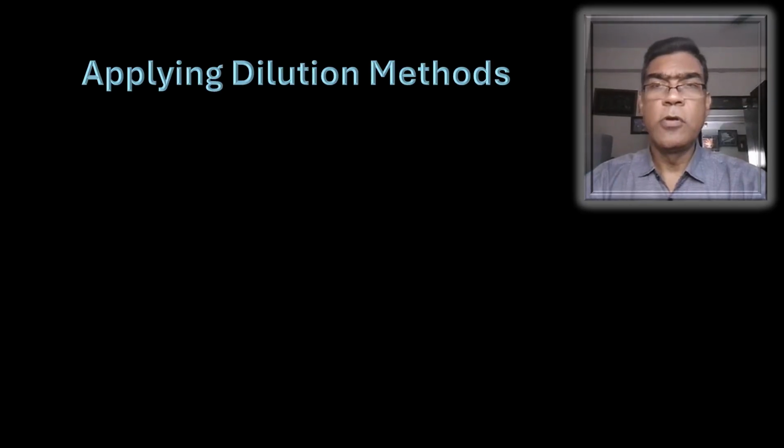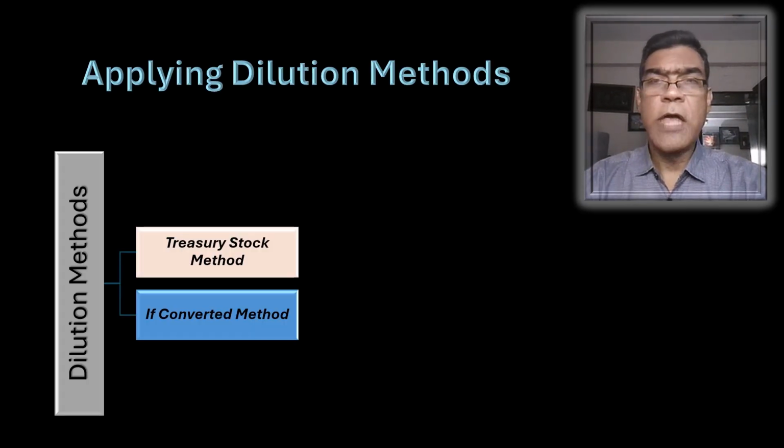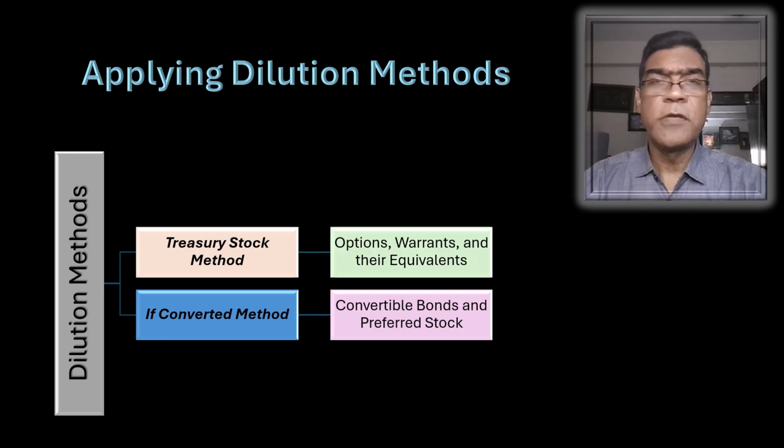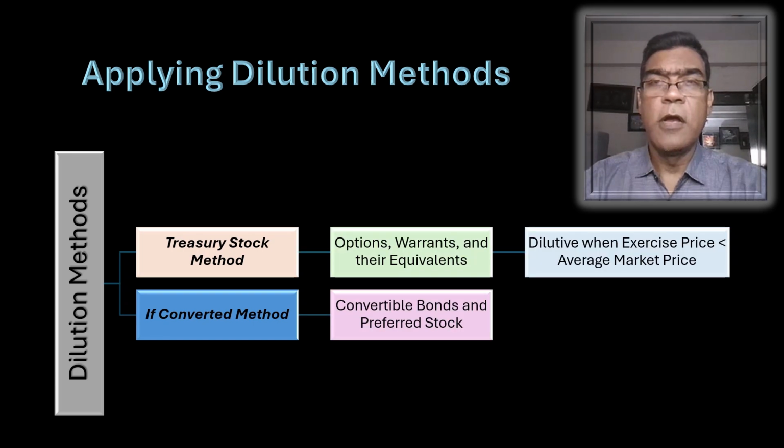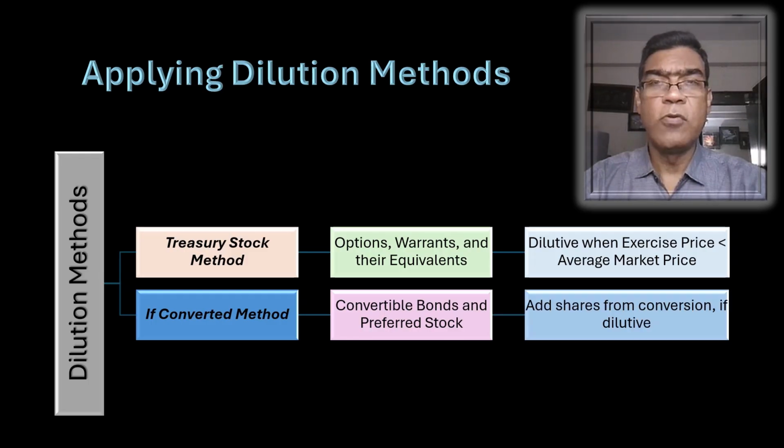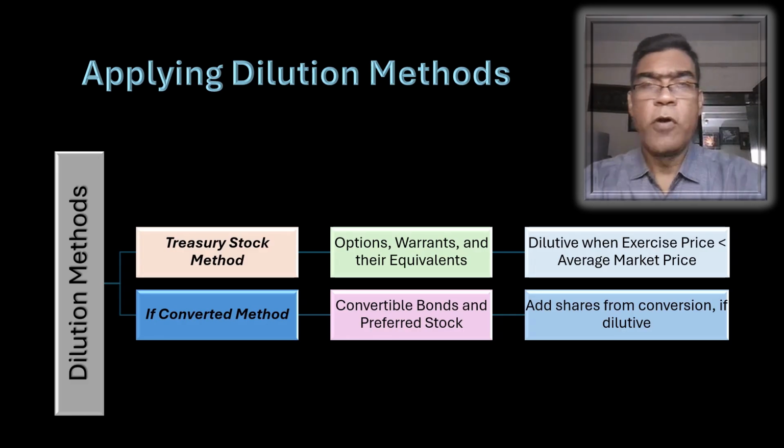When we apply dilution methods, we use two distinct approaches, depending on the type of instrument. First, the treasury stock method, used for options, warrants, and their equivalents. Under this method, dilution occurs only when the exercise price is lower than the average market price, because that means new shares would be issued below market value. Second, the if-converted method, used for convertible bonds and convertible preferred stock. Here we assume the securities are converted into common shares and add those shares to the total, but only if the conversion actually reduces earnings per share. Together, these methods ensure we capture every potential source of dilution accurately. Alright, let's dive in.